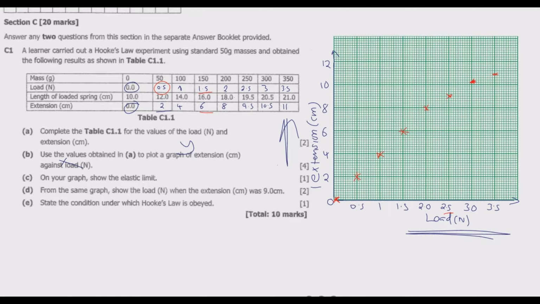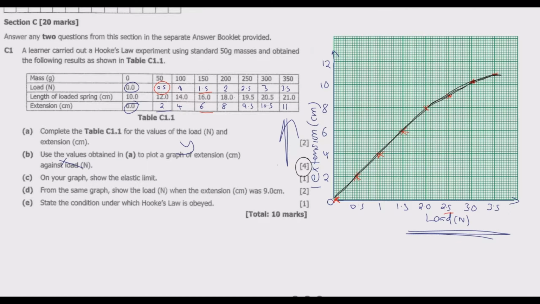Okay, so once we do that, you are going to join these using a straight line. So let me use the black. When you join this, you notice that from here to there it is a straight line. Then you start bending up to here. So we're going to have a graph like this. Then after you have a graph like this, you get the 4 marks, which is already 6 out of 10.